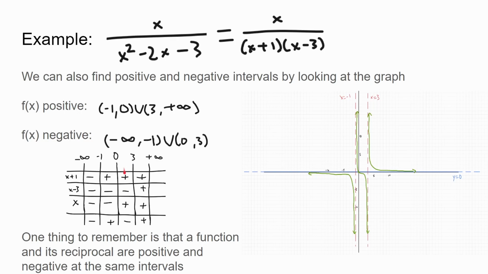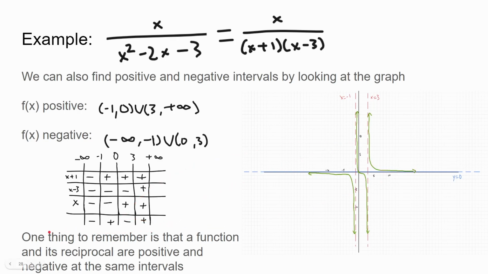Same thing with these two intervals. Positive, negative, positive. Overall will be negative. And positive, positive, positive. The overall will be positive. And you can see it goes negative, positive, negative, positive. And in the graph here we have negative, positive, negative, positive. So that matches our graph, which is very good.